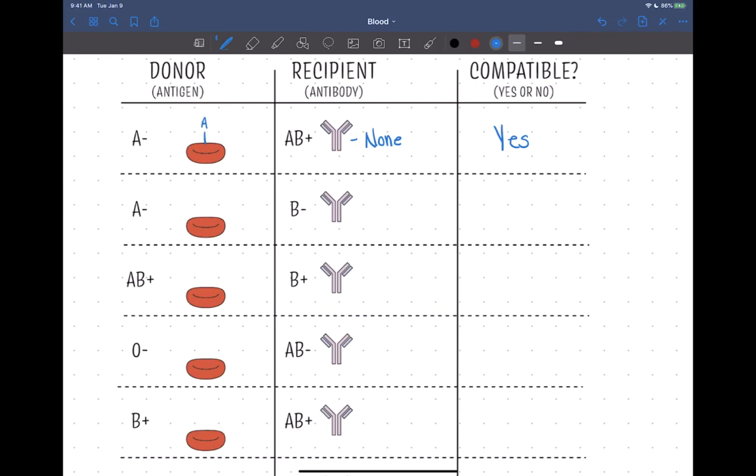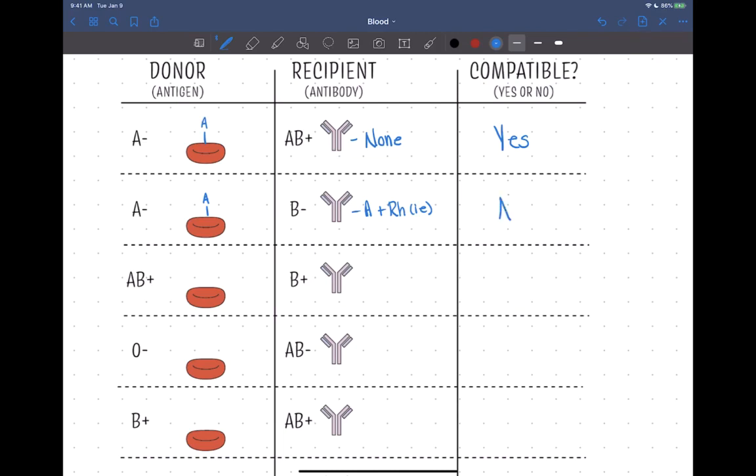Okay, so let's do the answers. All right, so again, we have A negative as our donor, so they just have an A antigen. The antibodies made by a B negative individual would be antibodies against A and RH if exposed. Okay, so is this compatible? No, it is absolutely not compatible, because this A antibody will attack this A antigen and cause these blood cells to clump. And so red blood cells clumping is a transfusion reaction. Very bad. You do not want that.